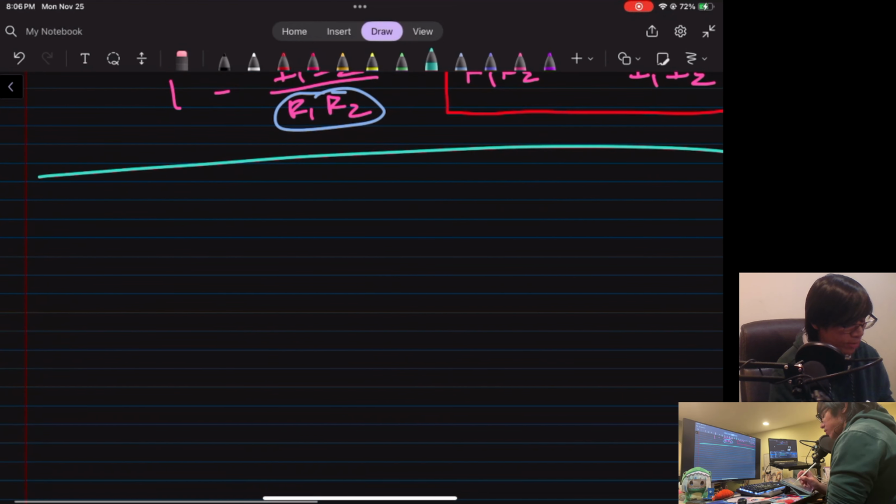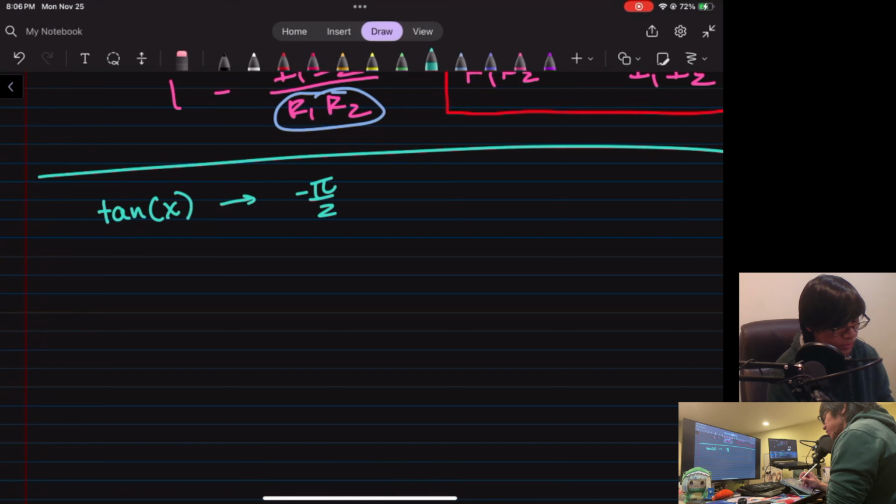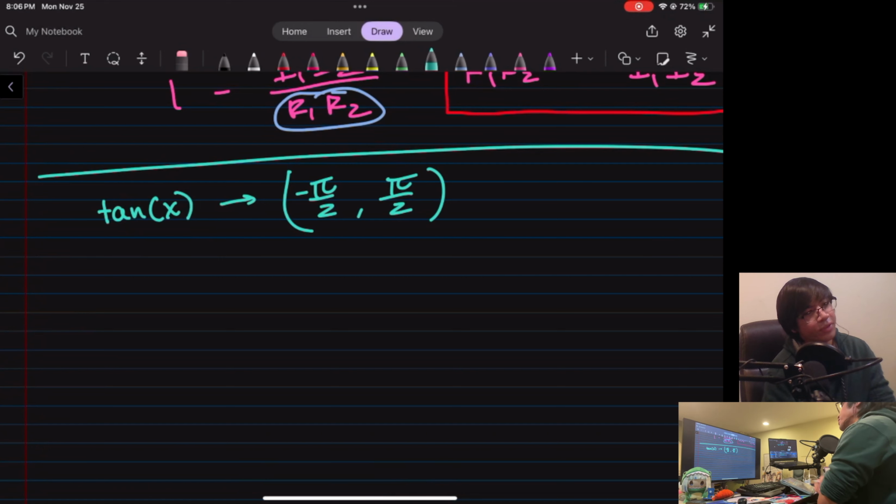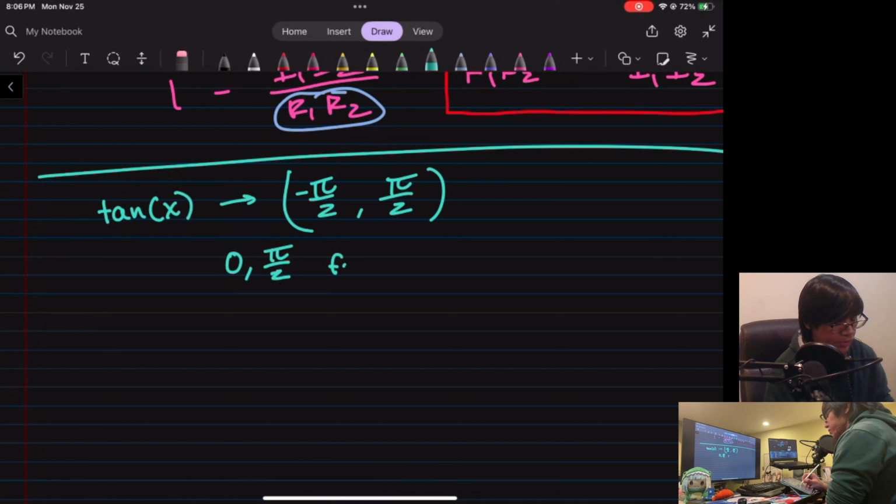So I'll write that out here. So tangent x, we know, goes from negative pi over 2 to pi over 2. So that's the domain if you'll use parentheses, since there's asymptotes at those values. And since it's only in one quadrant, since our inputs were positive, well, you'll see it later, it'll actually be 0 to pi over 2 for positive numbers.